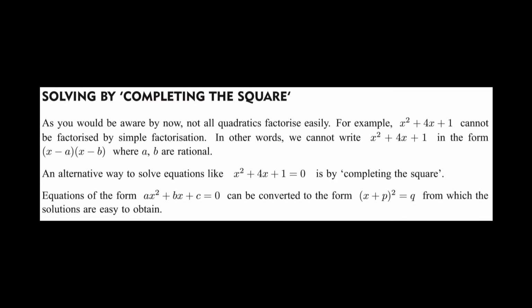Alright, moving on, the next section, solving by completing the square. So as you know by now, not all quadratics can factorize so easily, and in this example, x squared plus 4x plus 1 cannot be factorized by simple factorization, and so we have to use different methods, and that is completing the square. Factorizing quadratics using this method enables quadratics to be turned into the form x plus p all squared equals q. And from here on out, we can solve for x very easily.